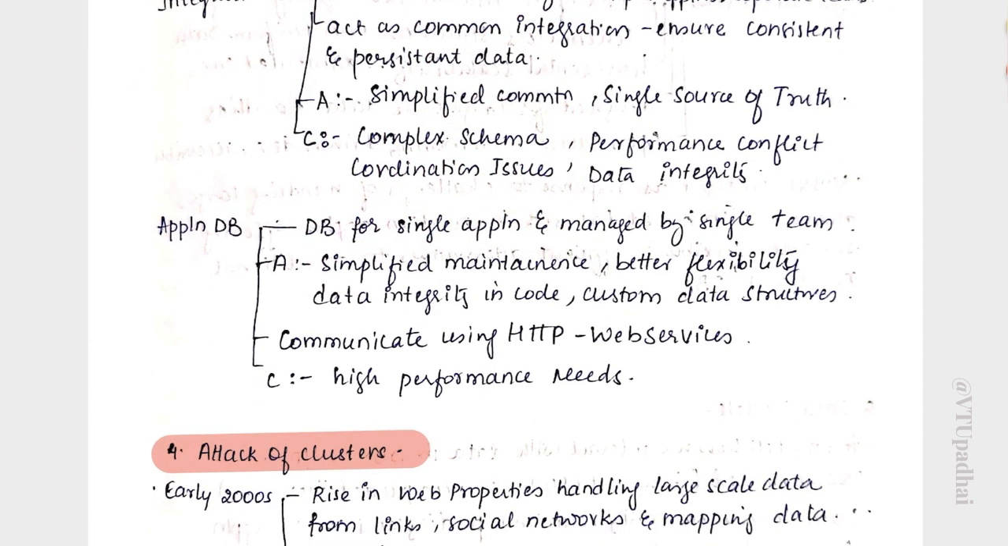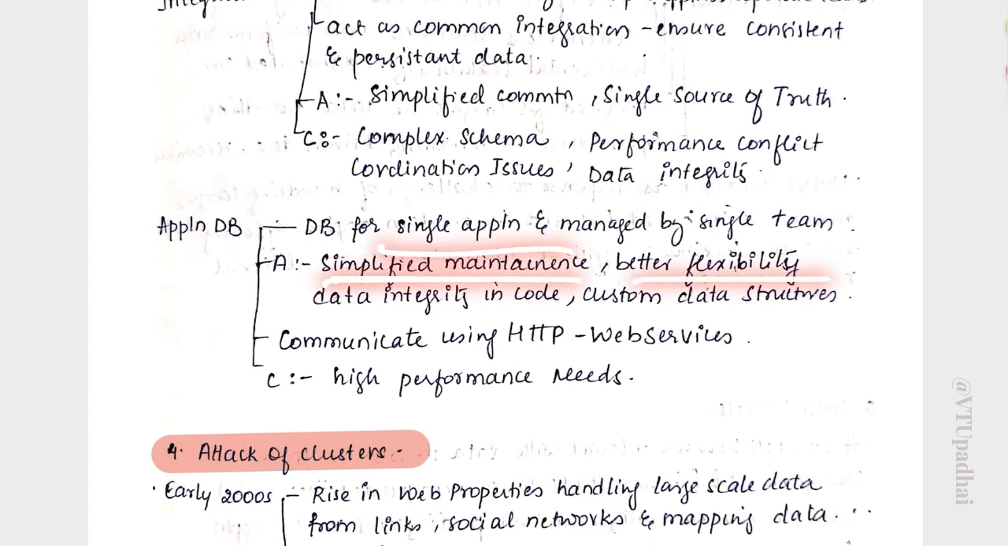Next we have application database. Application database is a database which is designed for a single application and it is managed by a single team or a single development team. Looking at the advantages, it is very simple to handle. Only the application team needs to understand what is happening, what the data structure or database structure is. So if you have to update also, it is very easy here.